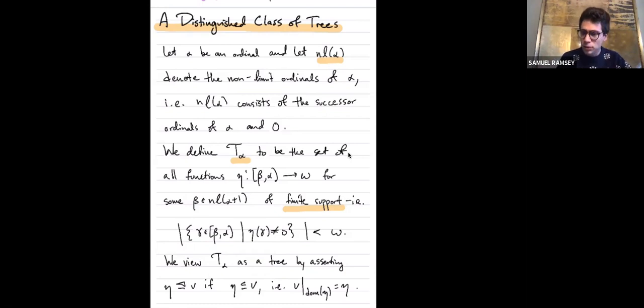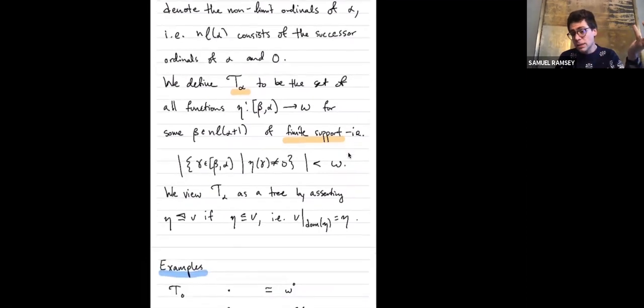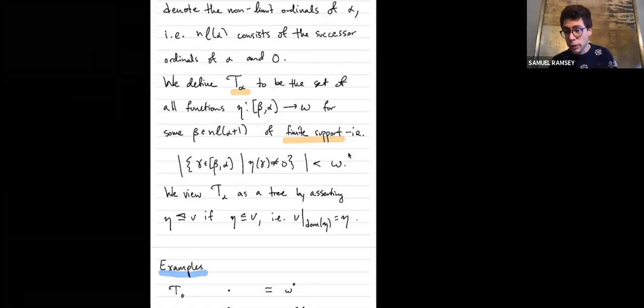Okay, so it's not so difficult to understand how to do that as a tree. You just view the elements of the tree, so you just have the inclusion of functions as the tree partial order. So eta is below nu in the tree partial order if whenever I restrict nu to the domain of eta, I get eta. Or set theoretically, if you identify eta and nu with their graph, this says that eta is a subset of nu. So okay, this gives us a tree.